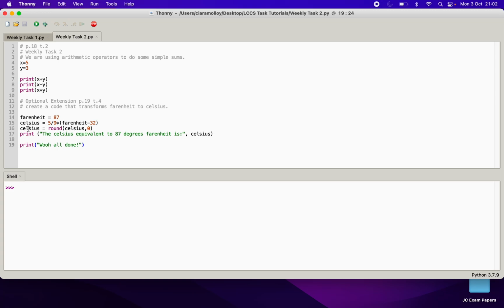And then I wanted to round my answer of Celsius to 0 degrees, 0 decimal places. So then you just printed that. So the Celsius equivalent to 87 degrees Fahrenheit is Celsius. Then, well done. Let's just double check that. So the Celsius equivalent to 87 degrees is 31. Well done. Okay, lads.